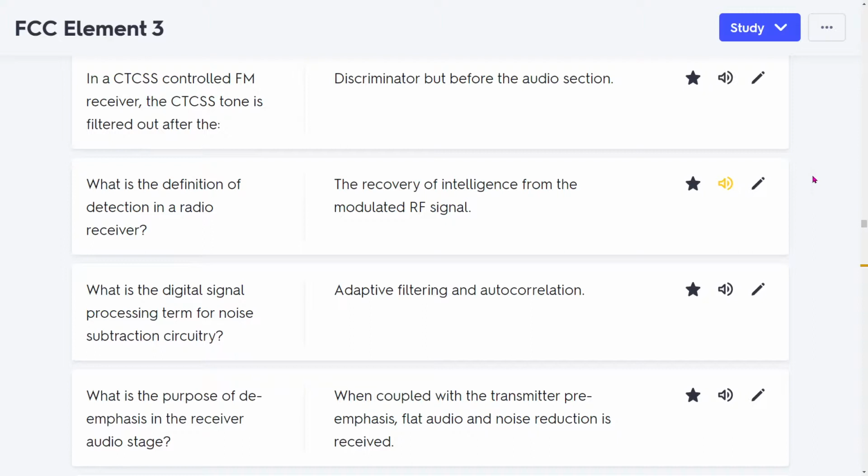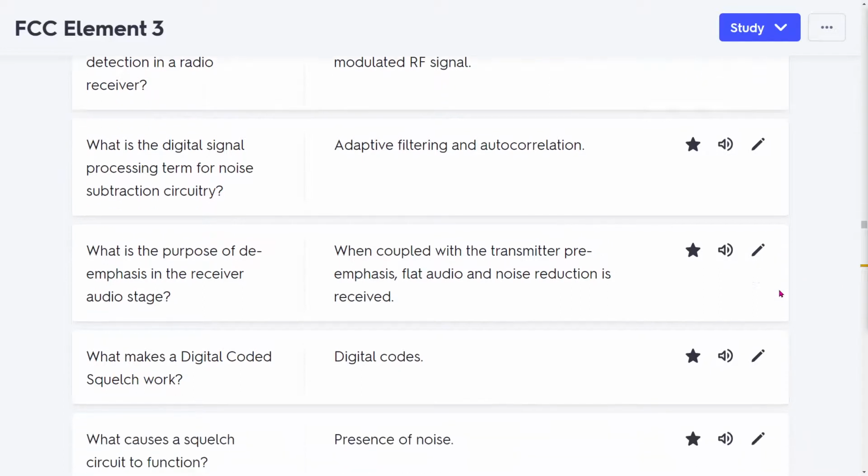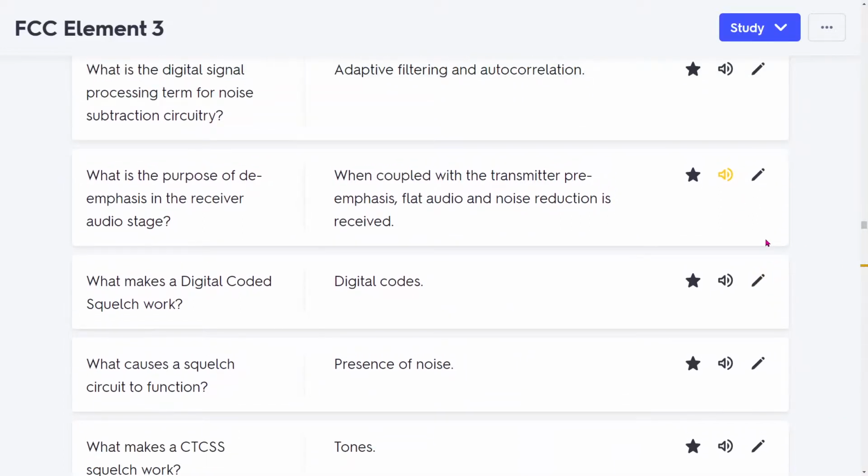What is the definition of detection in a radio receiver? The recovery of intelligence from the modulated RF signal. What is the digital signal processing term for noise subtraction circuitry? Adaptive filtering and autocorrelation. What is the purpose of de-emphasis in the receiver audio stage? When coupled with the transmitter pre-emphasis, flat audio and noise reduction is received.